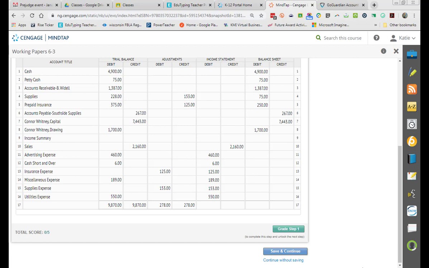Now, we don't have our total expenses yet, but we're going to hope that our revenue is greater than our expenses. So right now, handy-dandy calculator, you are going to total each column. Income statement debit, income statement credit, balance sheet debit, balance sheet credit. Let's do some math, people.